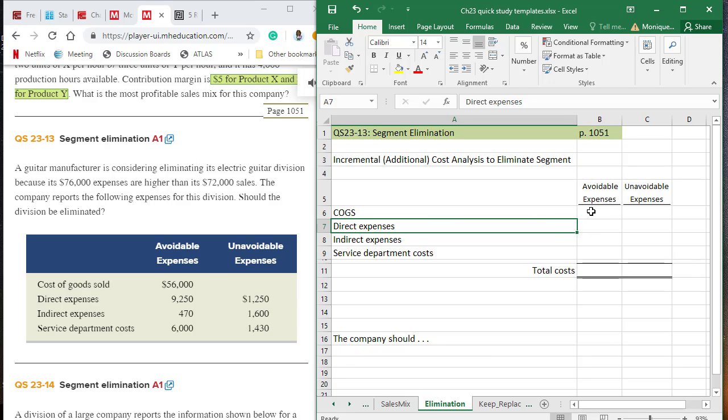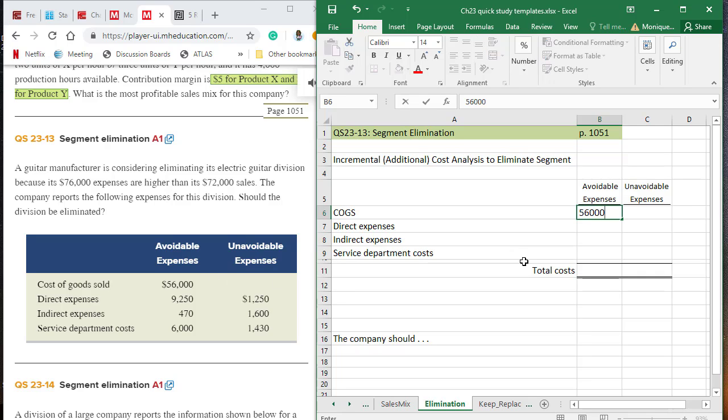So what we'll do is we'll look at a comparison between our avoidable and unavoidable expenses. Now, if we were to eliminate it, we could avoid incurring the cost of goods sold for these units that we're selling. So we could actually get rid of cost of goods sold of $56,000 if we decide to eliminate this guitar unit. And in addition to that, we have some direct costs that we can also get rid of.